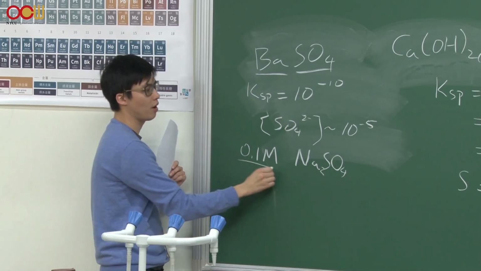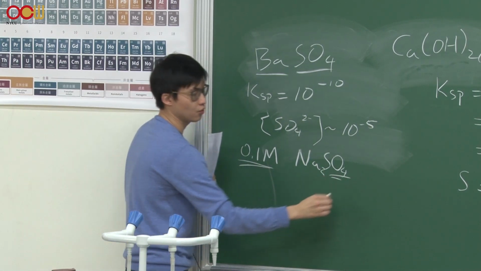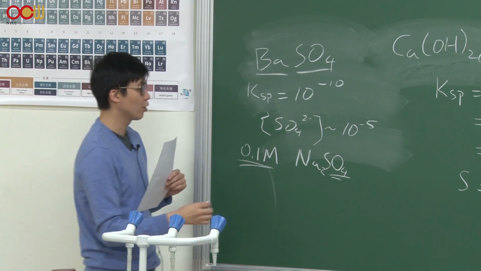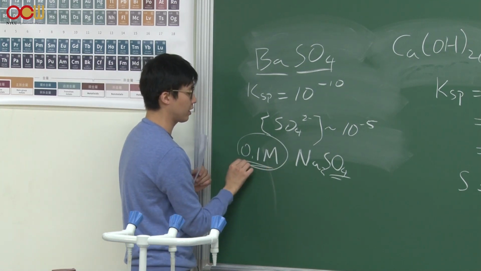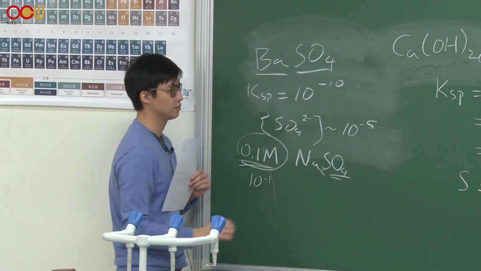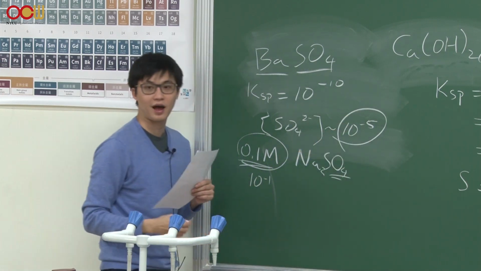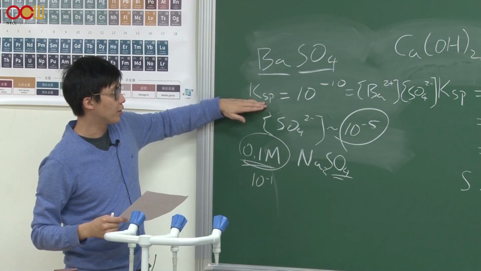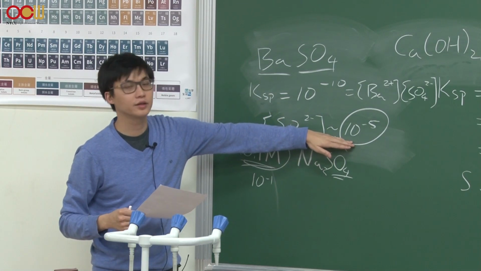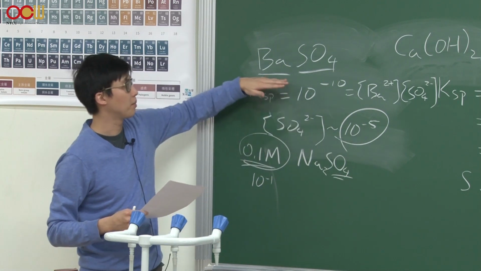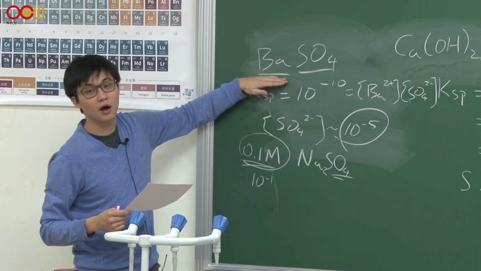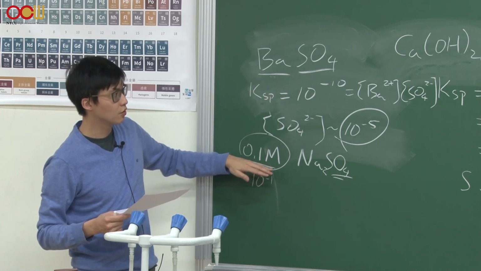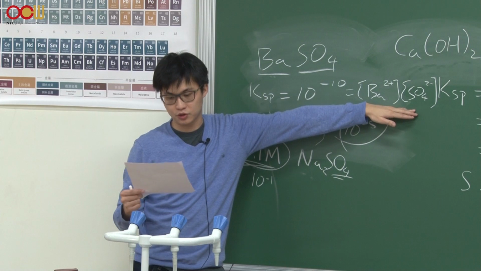Okay, so 0.1 molar sodium sulfate is going to give you 0.1 molar of the sulfate ions. If we look at the order of magnitude, this is 10 to the negative 1. This is 10 to the negative 5. So if we go back to the expression, at the equilibrium, it's supposed to only get to 10 to the negative 5 for barium sulfate to dissolve or dissociate completely. But in 0.1 molar of sodium sulfate, this value becomes so big.